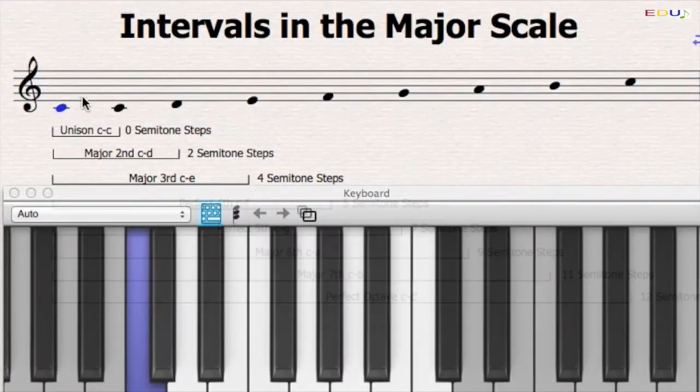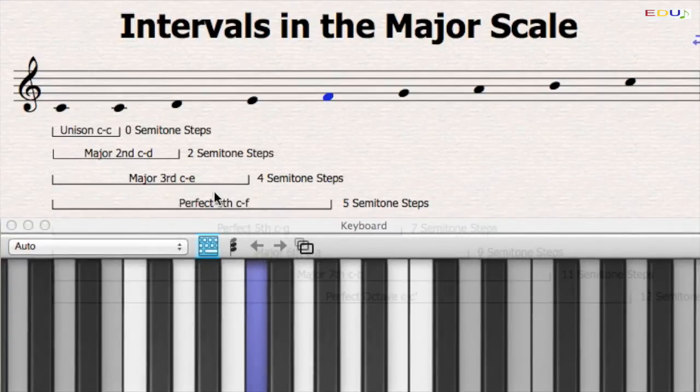How about the C and the F? Well, let's count. 1, 2, 3, 4, 5 semitone steps. We call this interval a perfect fourth.